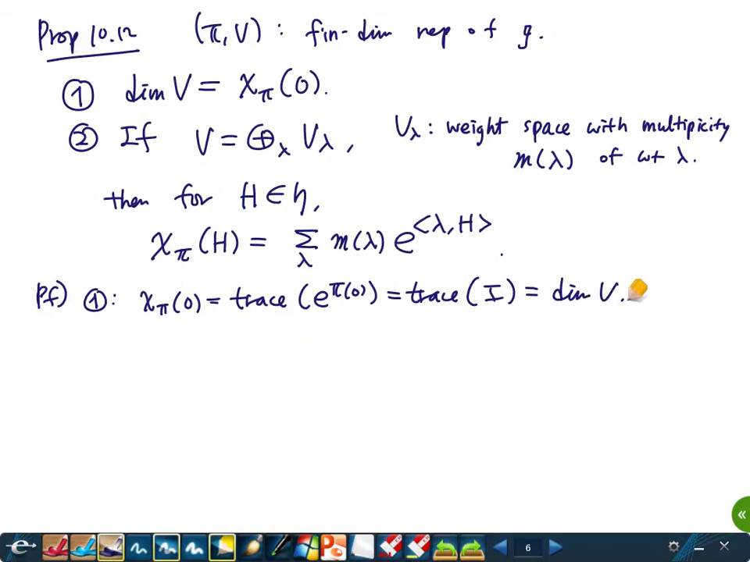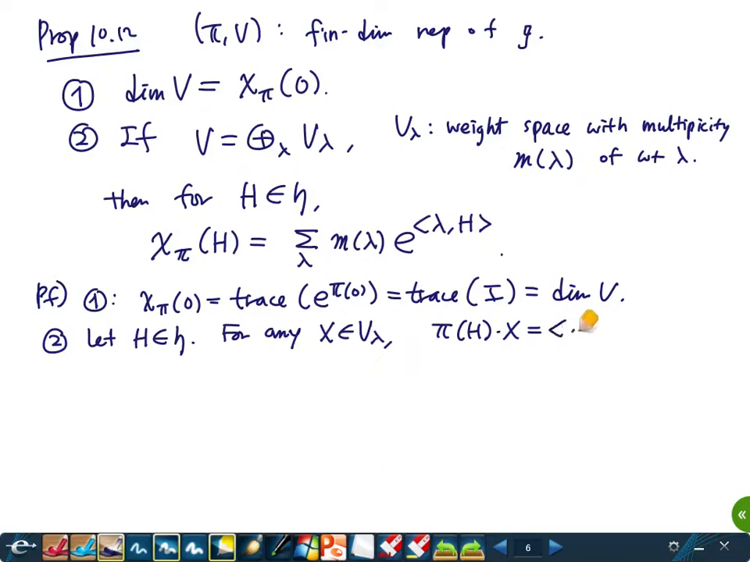And second, let's consider one element h from the Cartan subalgebra. Then for any x in the weight space, x is a weight vector. By definition of the weight vector, if you apply h to x, then we must get lambda of h times x, right? For all h. Actually, h is already written there, so I'm not going to write that.